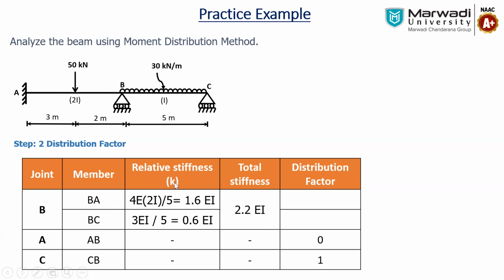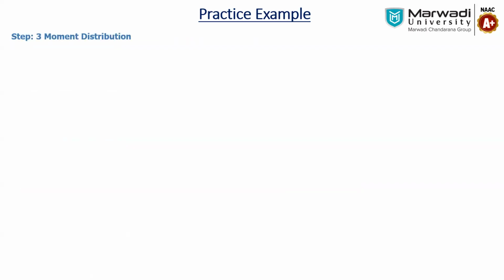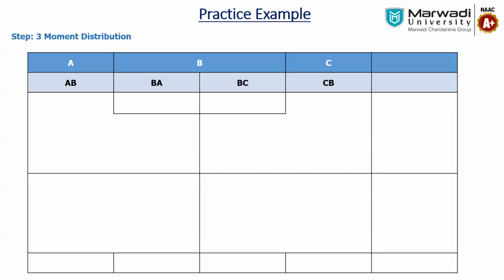Distribution factor is nothing but the individual stiffness divided by the summation of the stiffness, K divided by sigma K. So it is 1.6 divided by 2.2, which is 0.73. While for BC, it is 0.6 by 2.2, that is 0.27. Now we apply these distribution factors in tabular form in this manner. There is a moment distribution table with members AB, BA, BC, and CB. The distribution factor of AB, which we have seen in the previous table, is 0; BA is 0.73, BC is 0.27, and CB is 1.